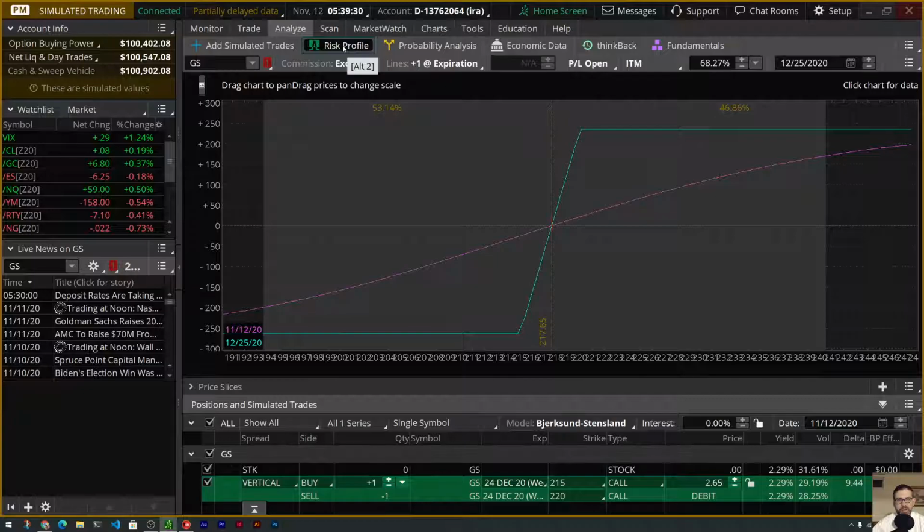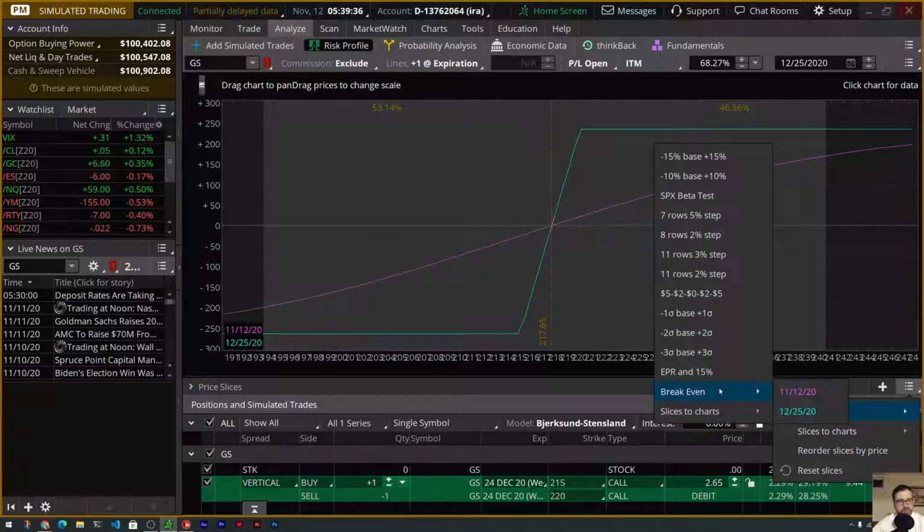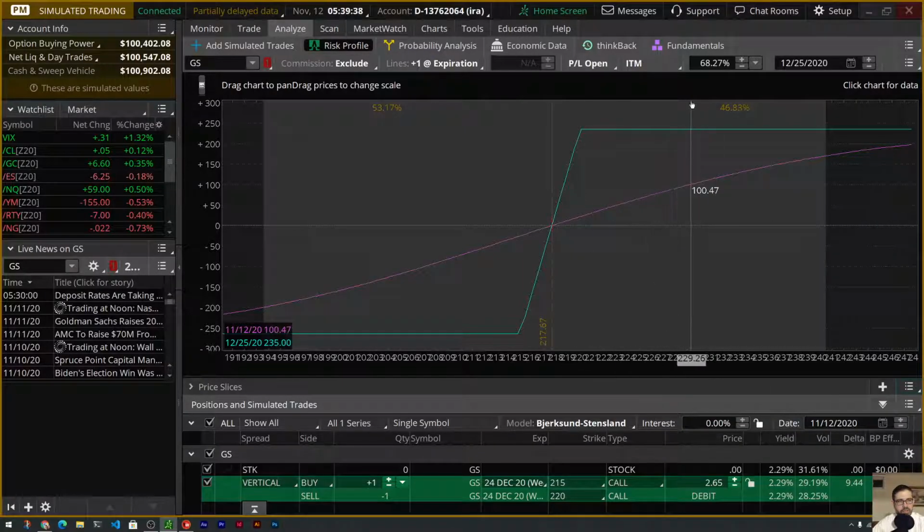Over to the risk profile we go. Make sure your date is set to Christmas, and then set your price slice over here to break even at expiration. And you're staring at a 47% probability of profit ending on or to the right of this line. You look at that compared to the email we got, which was 48%. Probabilities have dropped a little bit, maybe because the price is coming down.